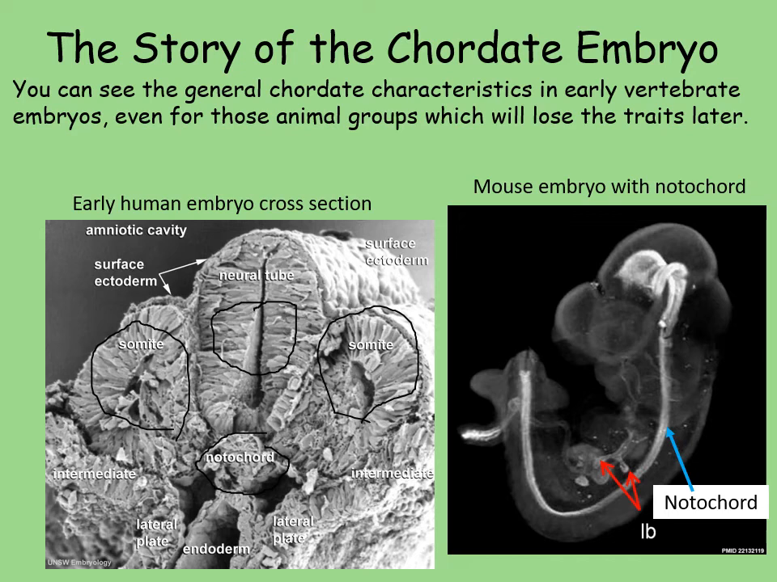Here's a mouse embryo early on, and you can see at this point there is a notochord that runs along the length of the body. So as an embryo, you can see all of these chordate characteristics, even those that will eventually disappear during development.